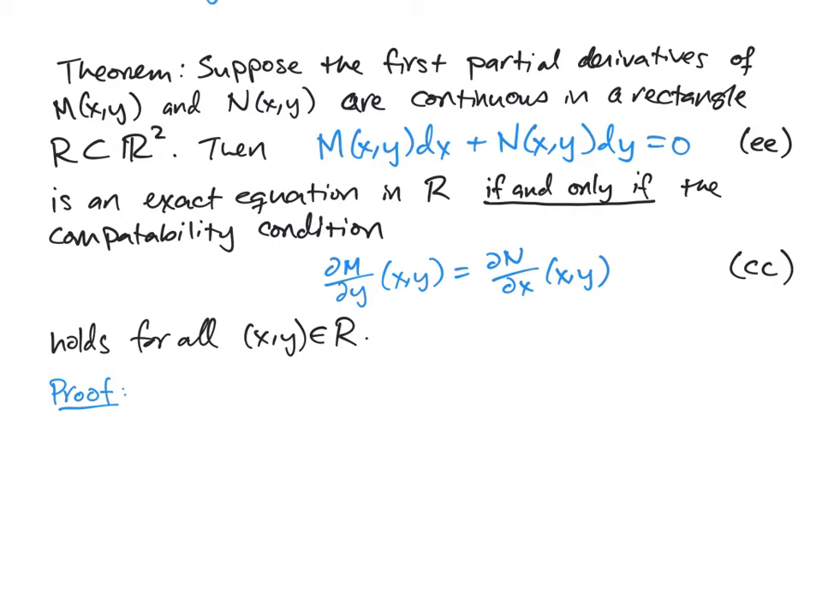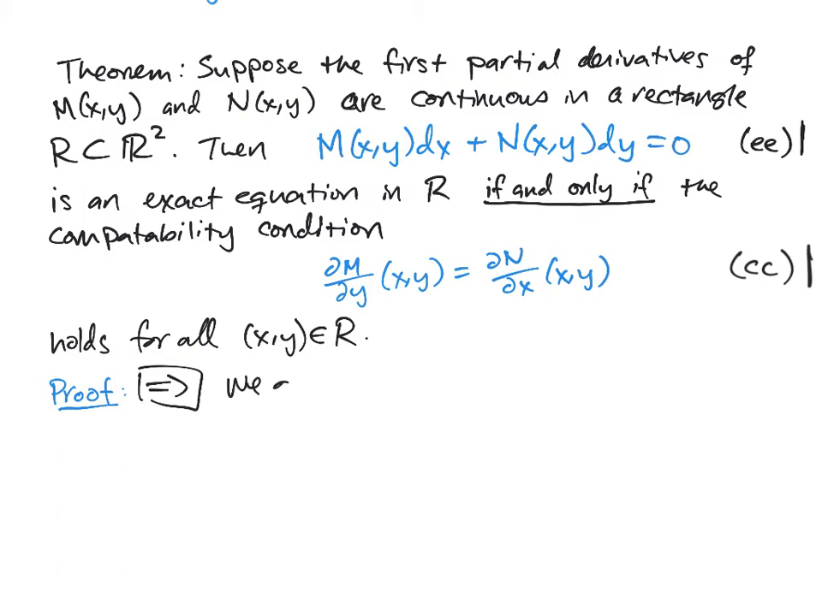Assuming that your m and n are nice enough, then this equation right here, which we're going to call EE, written in this differential form, is an exact equation if and only if this compatibility condition, CC, holds for every x and y in the rectangle in the domain that we care about. In order to prove this, we have to show two things. We have to show that if EE is an exact equation, then the compatibility condition holds. We already showed that.